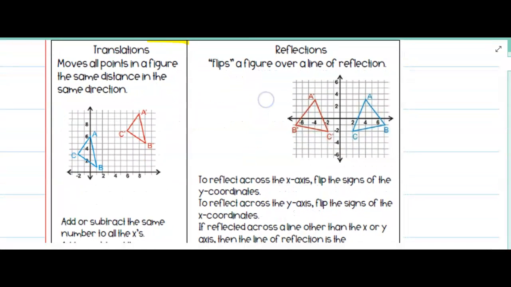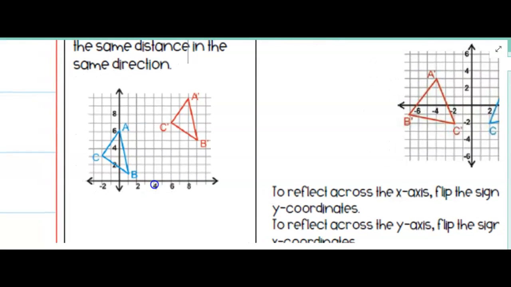Okay, so we're going to talk about three main transformations today. The first one is super incredibly simple. It is called a translation. So a translation is going to move all points in a figure the same distance and the same direction. So what you have here is you have a picture of a translation.